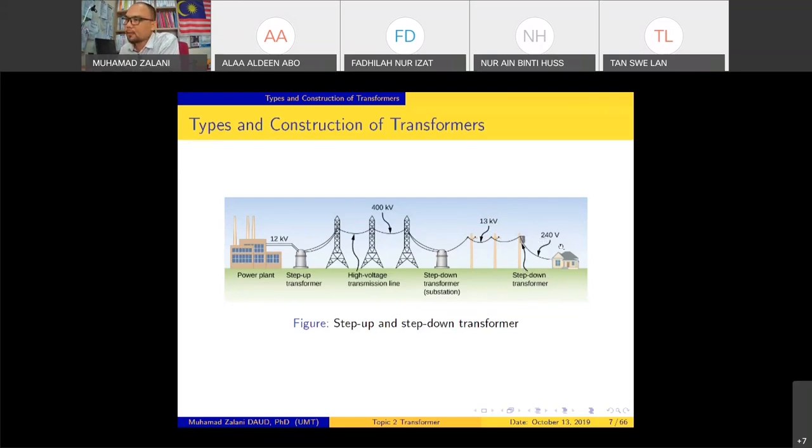Alright. So basically, our houses and most of the buildings in UMT, for example, use 230 or 240 volt. From the plug socket at your side, normally we use 230 or 240 volt. Right?